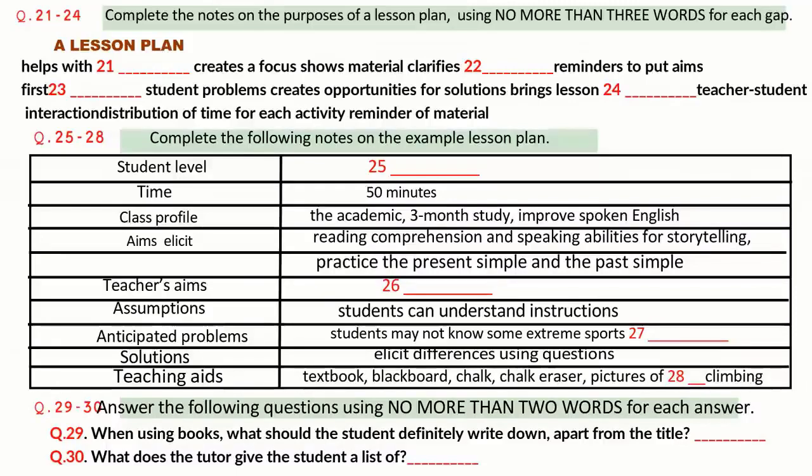Solutions? Perhaps one solution would be to elicit the difference from students via questioning. Yes, that would work. Given their level, the students should be able to provide some answers to that, using fairly basic vocabulary. At the bottom, you can see a list of aids: textbook, blackboard, chalk eraser, pictures of rock climbing and mountain climbing. The pictures will help to explain the vocabulary. A picture dictionary can be very useful in such situations.